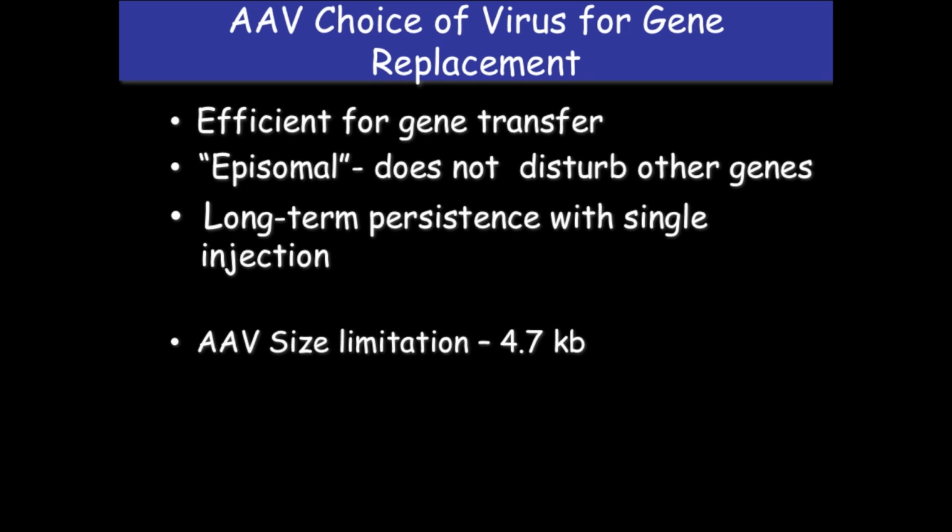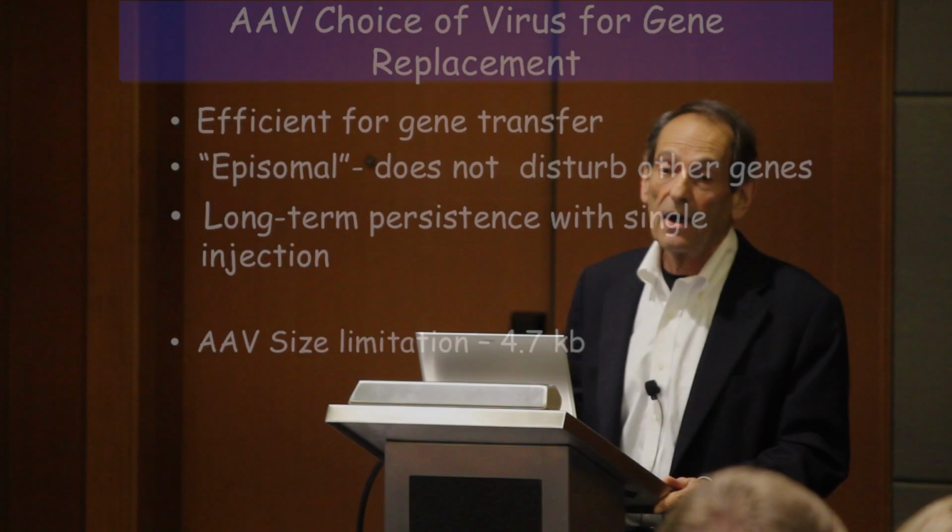But we have to get something in the AAV that's going to work. And it's episomal. Episomal means it does not disturb other genes. It doesn't integrate into your genome. It stays in your nucleus. And to me, as an old timer in this field, it's one of the most magical things you could ever imagine. It sits in the nucleus and expresses there for an indefinite period of time.